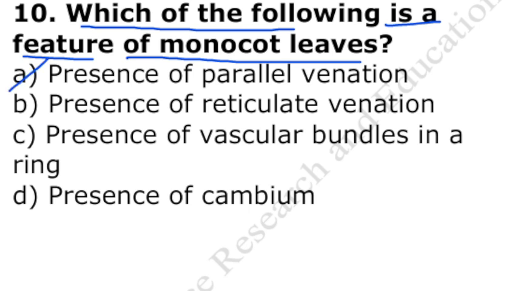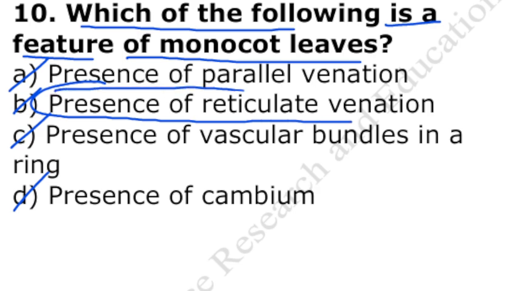Presence of parallel venation, presence of reticulate venation, presence of vascular bundles in rings, presence of cambium. So among them, the presence of parallel venation is a characteristic of monocot leaves.